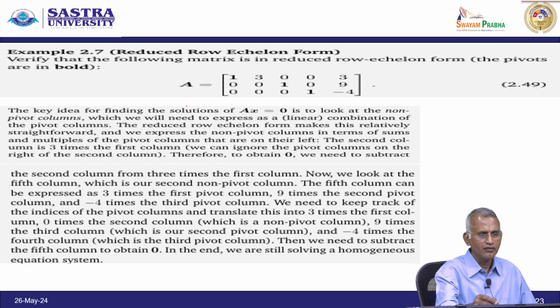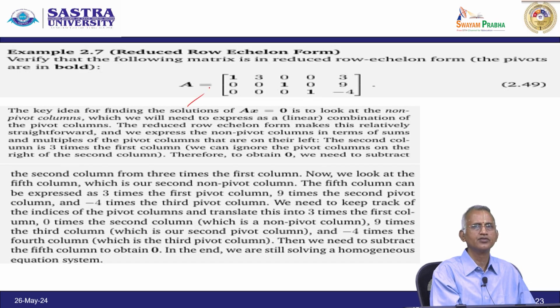So, the key idea for finding all the solutions of Ax equal to 0 is to look at the non-pivot columns, which we will need to express as a linear combination of the pivot columns. The reduced row echelon form makes this relatively straightforward, and we express the non-pivot column in terms of the sums and multiples of the pivot columns that are on the left. The second column is 3 times the first column. So, we can ignore the pivot columns on the right of the second column. Therefore, to obtain 0, we need to subtract the second column from 3 times the first column.